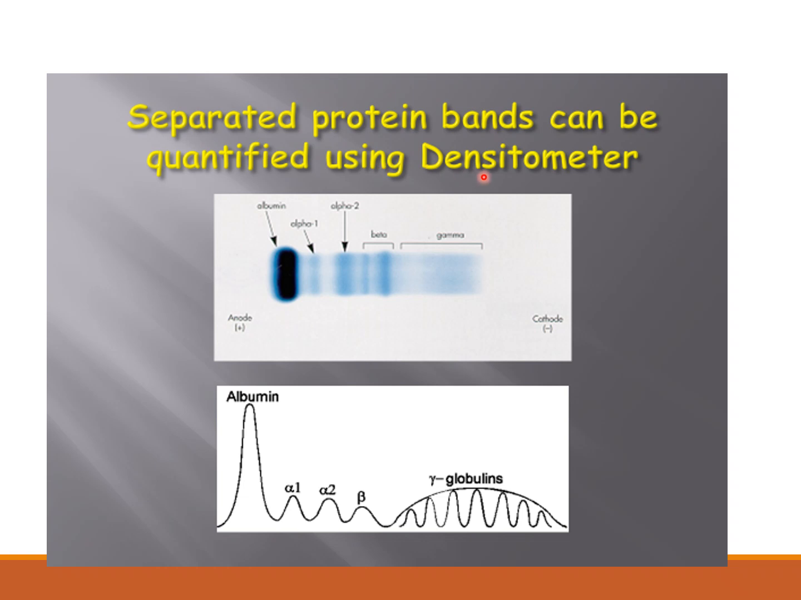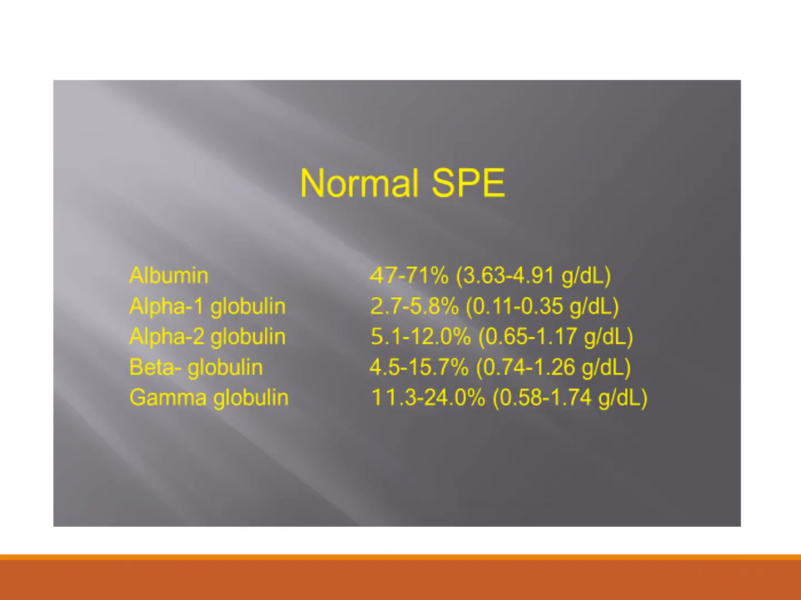Next, the separated protein bands can be quantified using a densitometer. Here are albumin, alpha 1, alpha 2, beta, gamma. Nearest to the point of origin is gamma globulin, which has a high molecular weight and can't move as much as albumin. It stays here. This is the origin site, and the proteins start running from the cathode and come here. This is the band you have to draw.